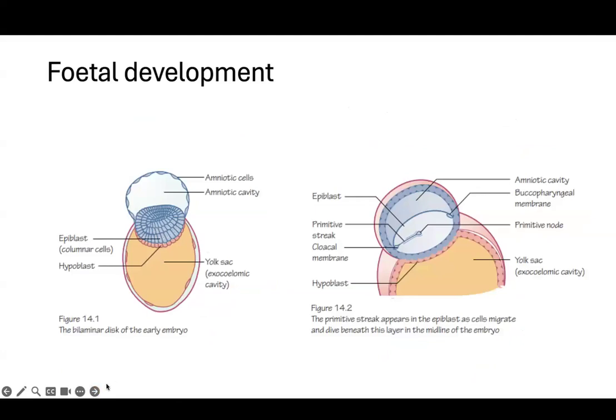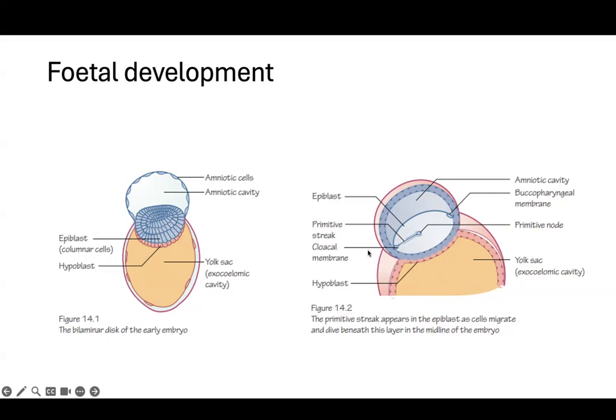Okay, and this is just showing further stages of the development. Again, as we progress on, we have a bilaminar disc of a layered structure. So there's the hypoblast and epiblast, and there are also slight differences in the cell types. Over here, you can see the columnar cells which are dividing and multiplying. And you've also got the hypoblast, from which the yolk cell is developing over here.